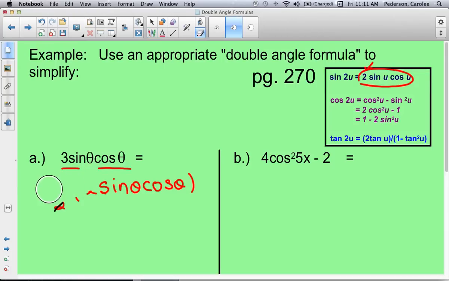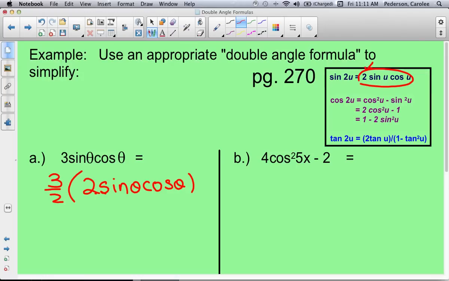I'm going to undo what I just did, just so you can see why I took out a 3/2. So again, it's 3/2 times the sine of theta times the cosine of theta. Well, this parentheses is the circle up in the box. So I'm going to replace the parentheses with the double angle formula, the sine of 2 theta. So this piece, the parentheses, is now the sine of 2 theta. And then I still have the 3/2 out in front. So it's 3/2 times the sine of 2 theta.